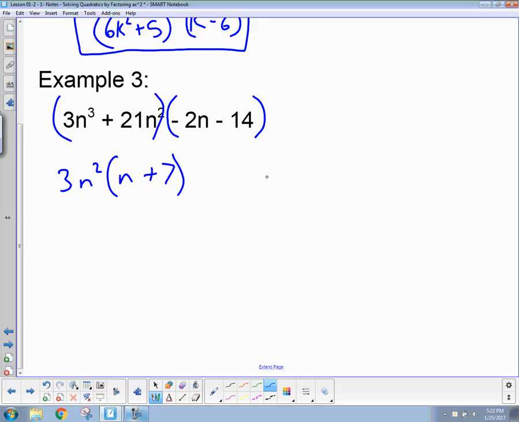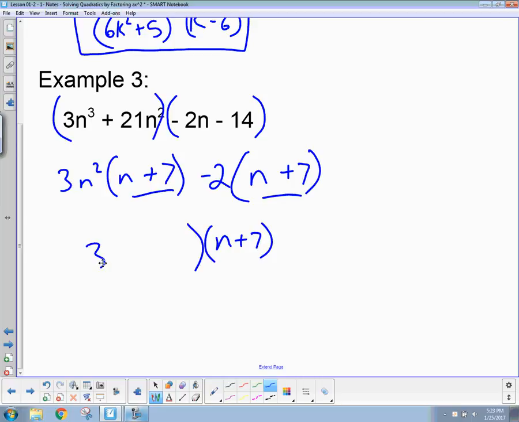We want a positive 7, so I think I need to factor out a negative 2, so these negatives turn positive. And again, negative 2 divided by negative 2 is going to be a 1, so we just have an n. Negative 14 divided by negative 2 is a positive 7. And again, I get the same thing. So n plus 7, parentheses, 3n squared minus 2. Boom.